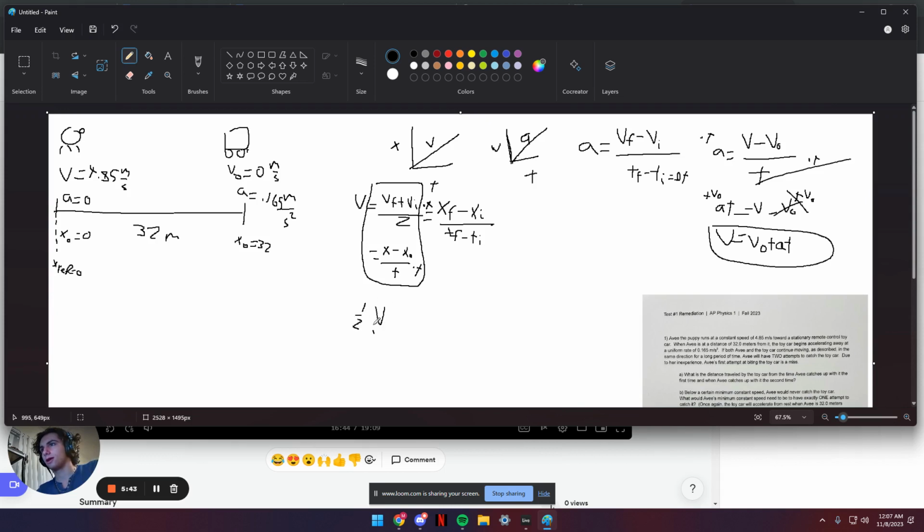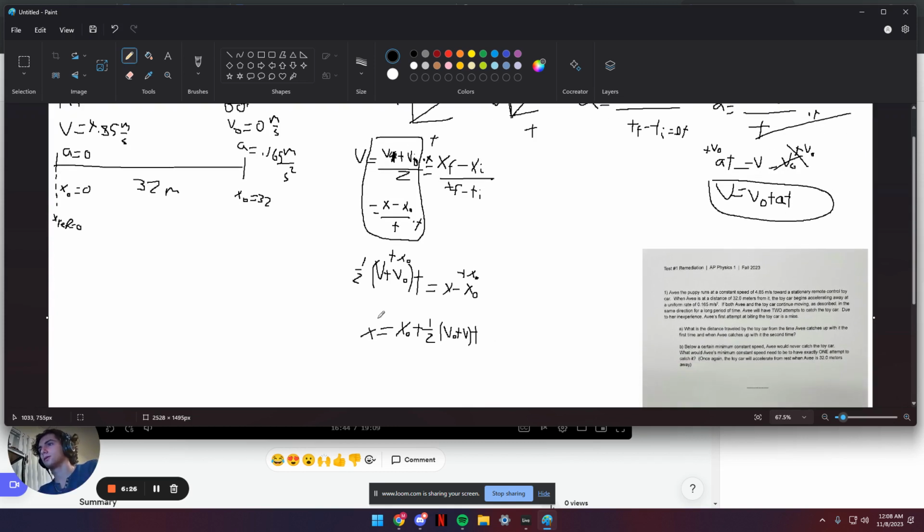Let's take the 1/2 to the side. V plus V naught. Again, we're simplifying this into physics terms, so the xf would be x, the vf would just be v, and the vi would be v naught. And then we multiply the top by t, and it's equal to x minus x naught. And then we add x naught to both sides to isolate the x. And we get our second kinematics equation, which is x equals x naught plus 1/2 (v naught plus v) t.